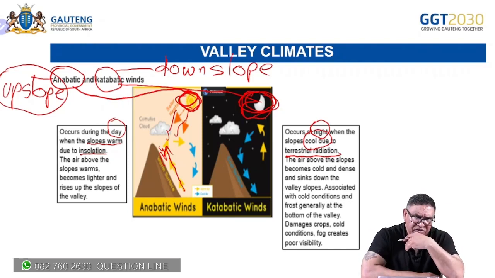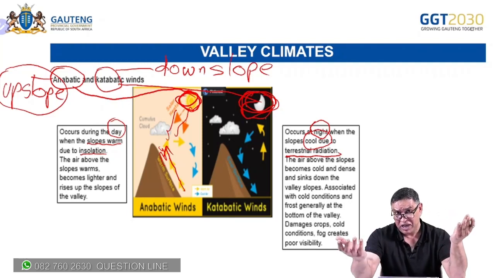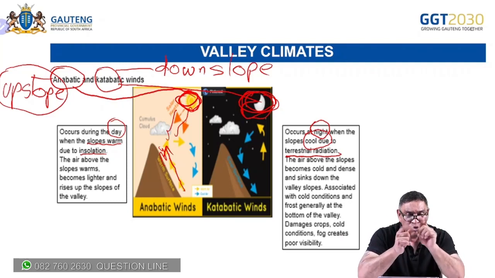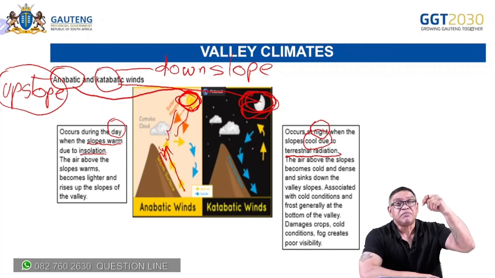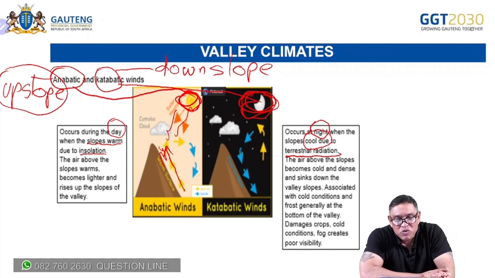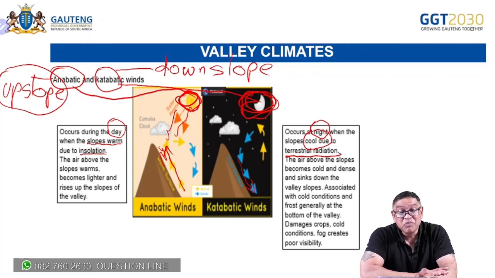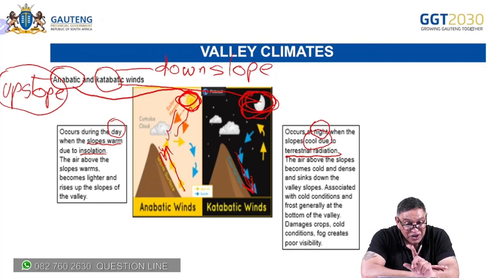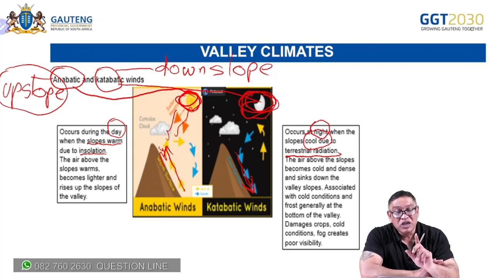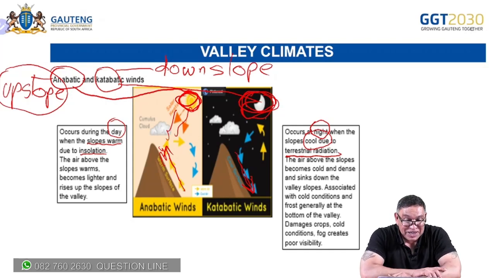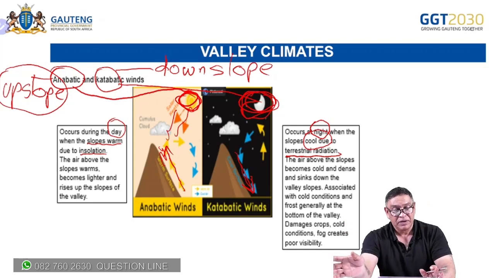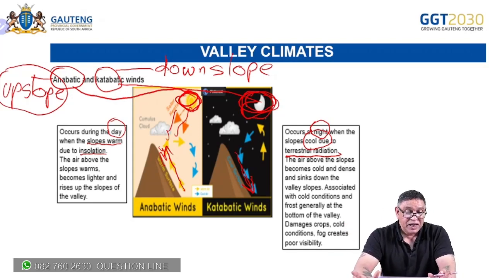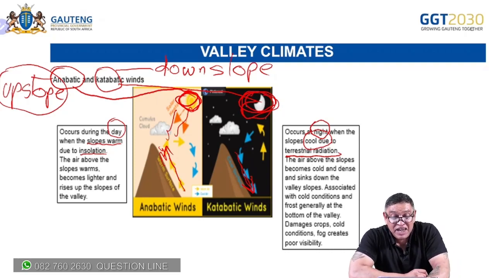Now, obviously, as you're smart enough, you know this. If the land cools, what happens to the air above it? It's also going to cool. So if air cools, what's the basic principle? Cool air subsides. So the air then moves down the slope. And that's why it's downslope winds. Don't forget the word slope. Downslope winds. Learners, you got that. So upslope, anabatic, downslope, katabatic. I also do this in the class. I repeat it again. So we can see here, terrestrial radiation. When it cools the slopes, the air above the slopes becomes cold, dense, and sinks down the valley slopes.